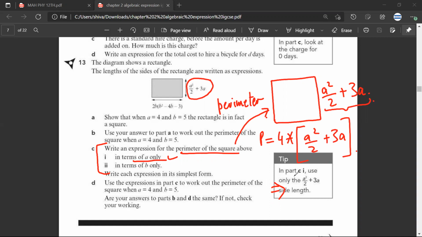So then you can solve for this. 2 would be the denominator. This would be A square plus 6A. This 2 and this 4 will cancel. This will be twice of A square plus 6A. Satya, any problem?